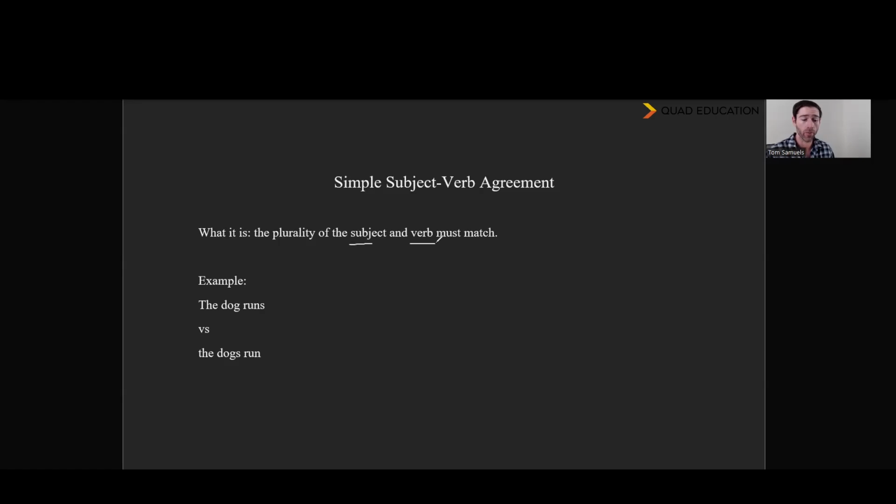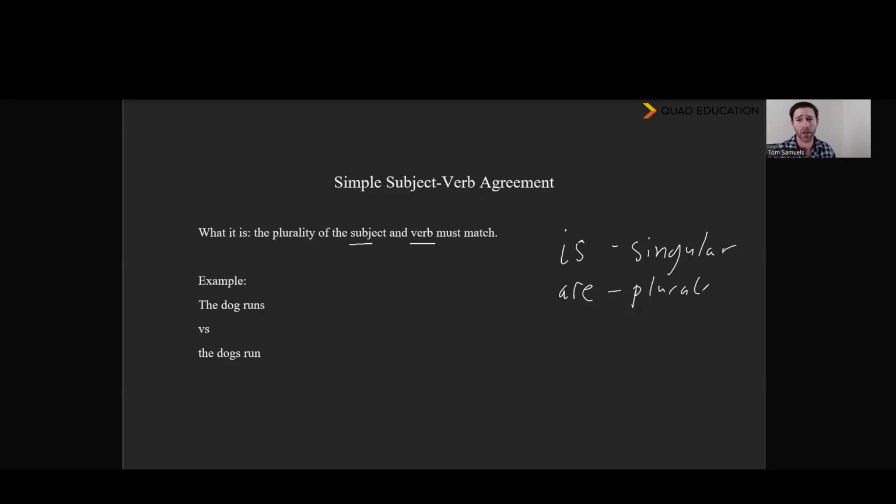Similarly, with a verb, the word is singular because you would say he or she is. And the word they, which goes with are, is plural. Singular and plural.